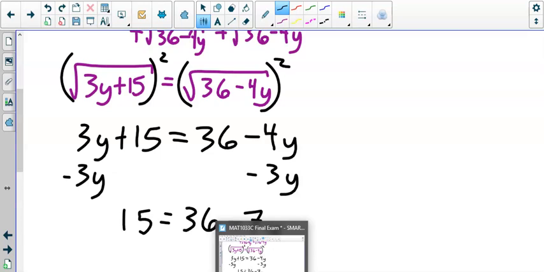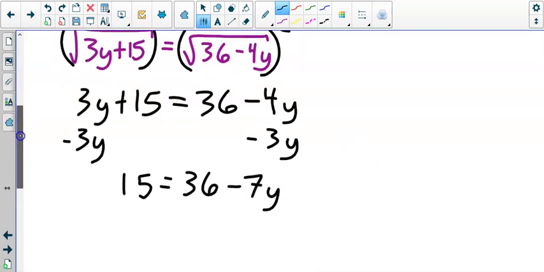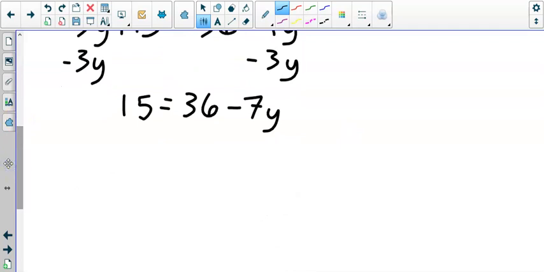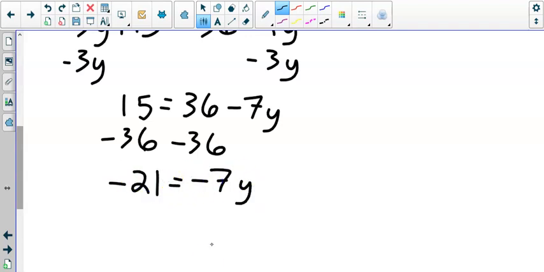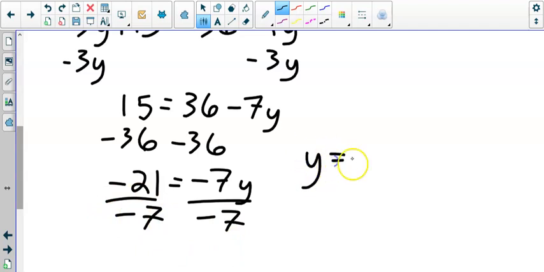Come on. Now what? Take away the 36. So what's 15 minus 36? Equal to negative 7y. Now what? Divide by negative 7. Y is 3. You're not done. You got to check it.